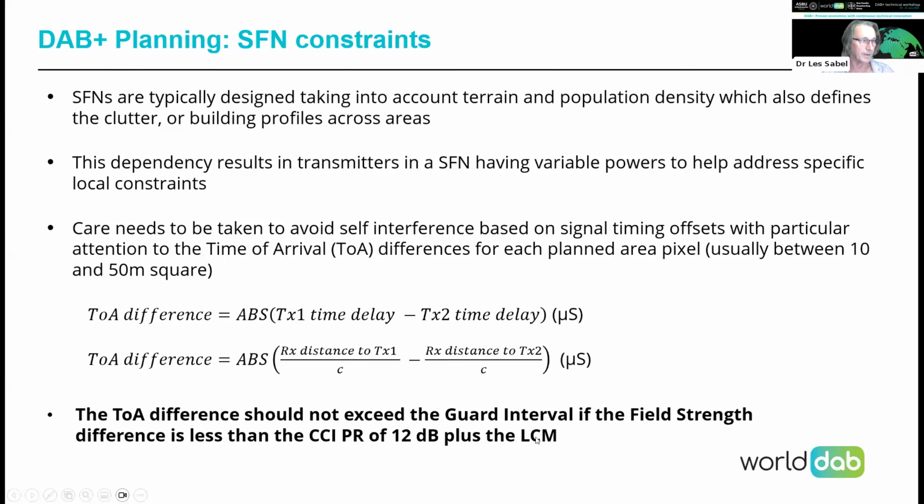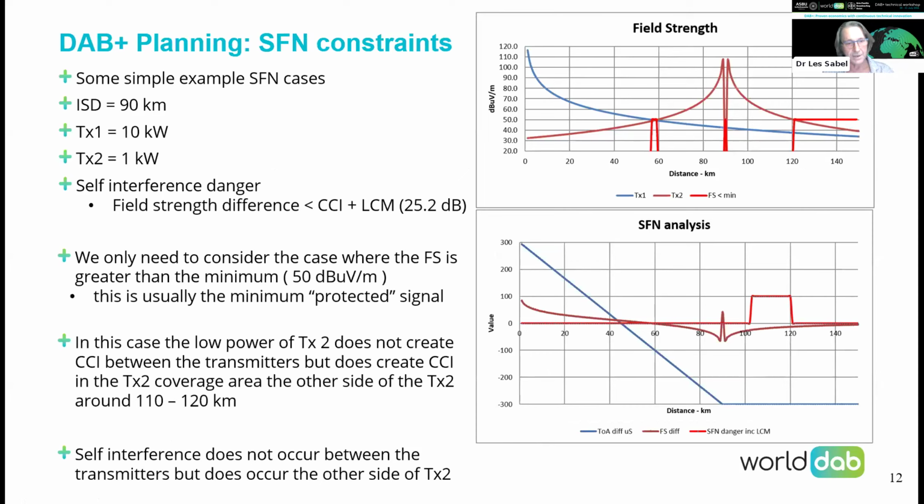And we can see an example here. And here I've actually put an intersite distance, not at the minimum of 73, but at 90 kilometers. And I'm saying TX1 is 10 kilowatts, TX2 is 1 kilowatt. So the danger of self-interference is when the field strength difference is less than the co-channel protection margin and location correction margin. And we only need to deal with it in the Australian scenario if the wanted field strength is above 50 dB microvolts per meter.